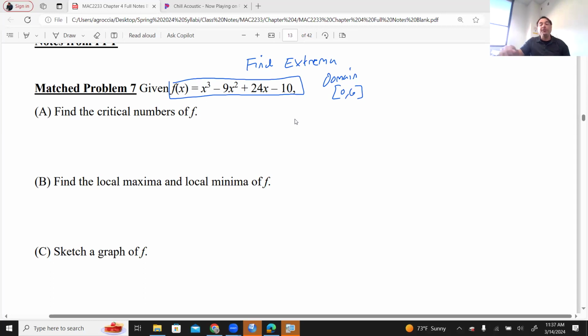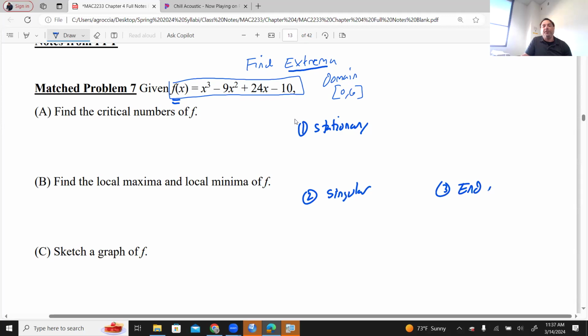Okay. So remember, it's all about the original. We'll be doing derivatives to find these extrema. But again, the main message, it's all about the original. So as soon as I say find the extrema, notice this one has a domain of 0 to 6. The very first thing you should think of is stationary, singular, and endpoints. That's the very first thing you think of.